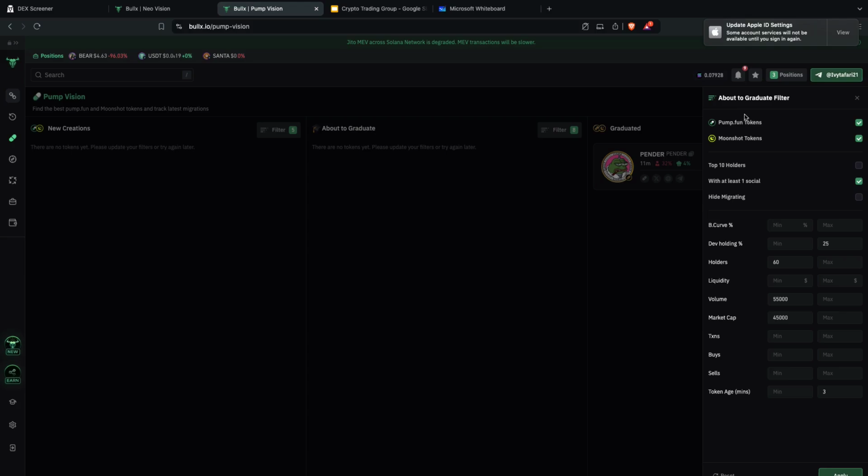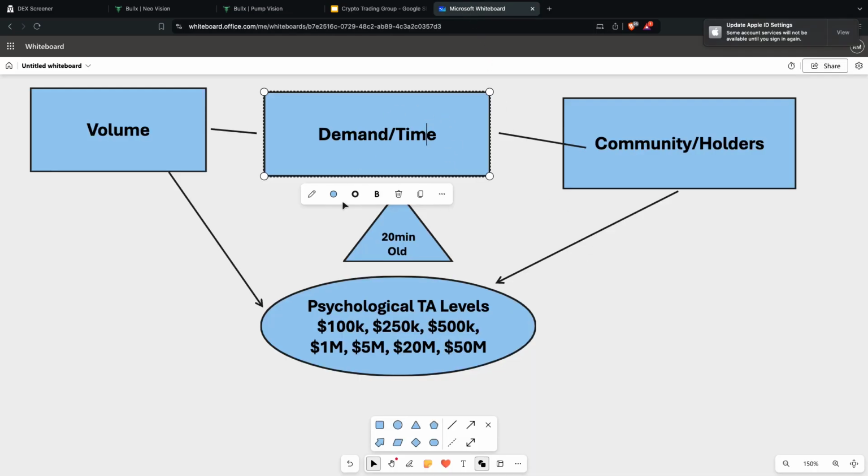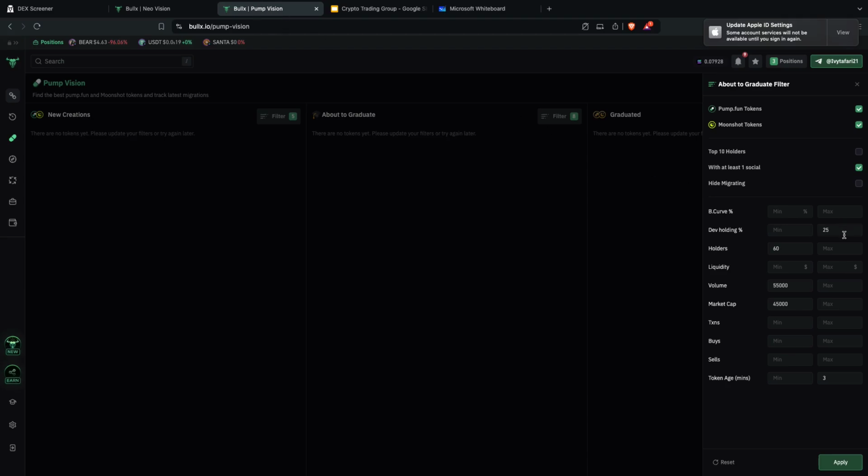When it comes to my graduated filter, you can screenshot this and have this, because this is very important. In order for us to discuss all these things, I really want you guys to have the right settings. If you follow what I'm saying, you are definitely going to make a whole lot of money. So check this out. About to graduate. The dev holding should be 25. You can even reduce that to 15%. Doesn't really matter. The number of holders should be about 60.